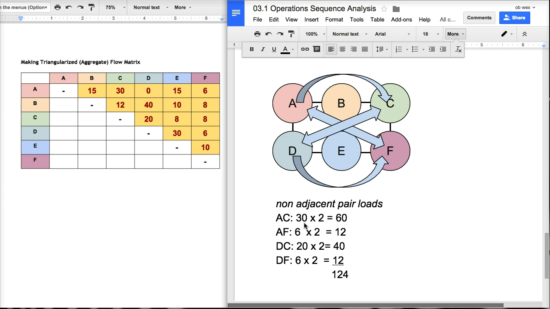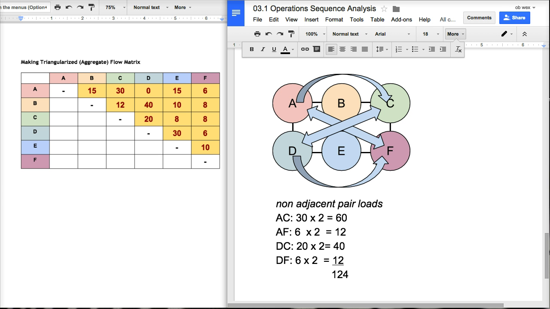All of these numbers here, 30, 6, 20, 6, are the amount of people that are traveling, and all of the twos are the distance that they're traveling. We're adding all of those different weightings together to get an overall weighting of the layout. That is the amount of distance that is traveled by a number of people. The next step is to think about how we can rearrange the different buildings so that we can bring this non-adjacent weighting lower.